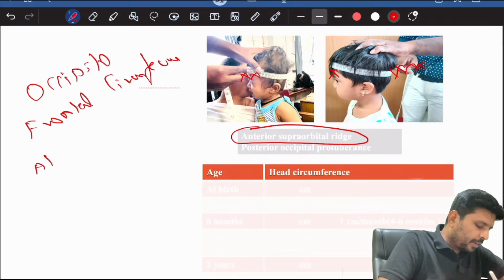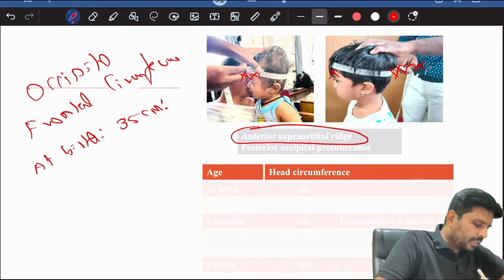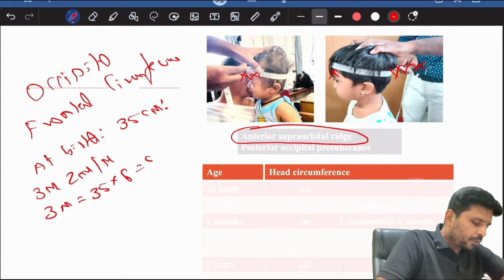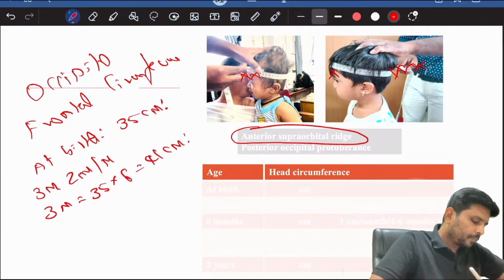What is the normal head circumference at birth? At birth, it is somewhere around 35 centimeters. In the first 3 months, it is usually 2 centimeters per month. So what happens? By about 3 months, the child is around 35 plus 2 into 3, 6, so 41 centimeters.